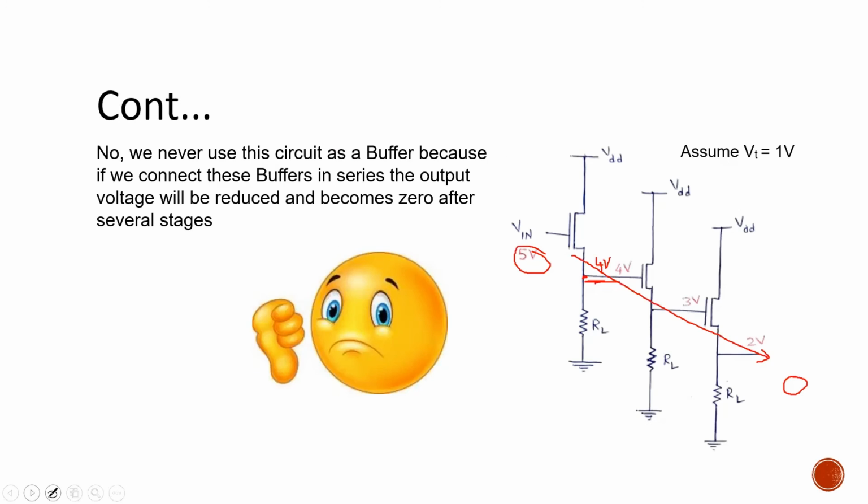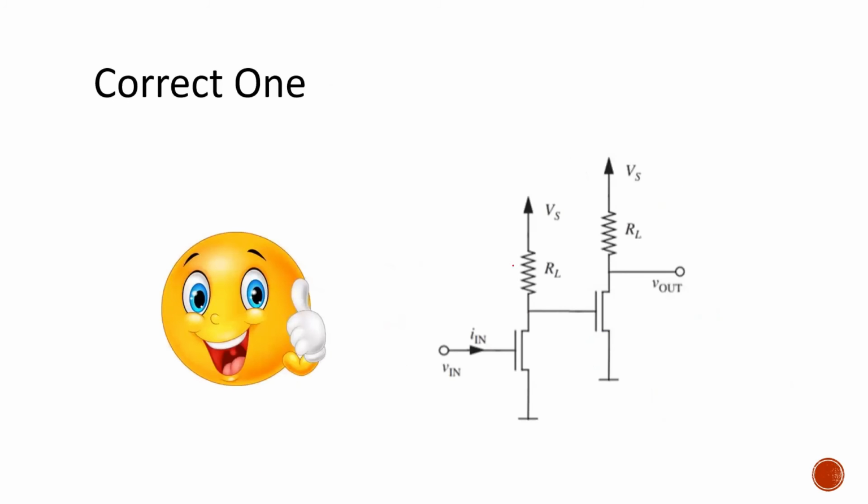Then what is the solution? Simply two inverters. You take this inverter, you connect it to one more inverter, then the connection of two inverters is simply one buffer only. Okay, this is the buffer. Okay, guys, sorry for my handwriting. Yeah, this is the buffer, guys.